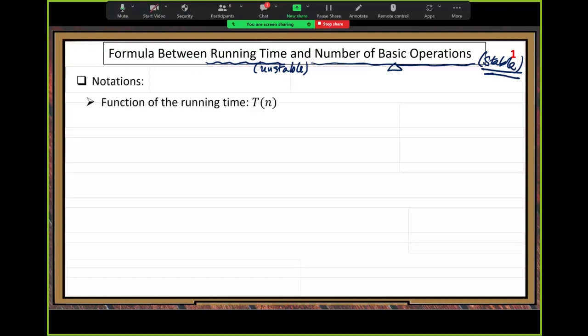Notations. Let us use the function capital T of n as the running time function, and for the number of basic operations, we use C of n. For different algorithms, the basic operations are different. So here we use this abstract concept, basic operation.